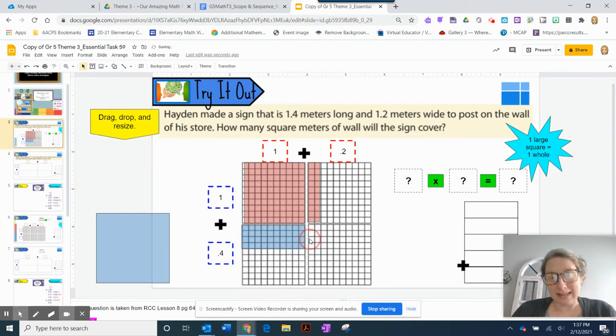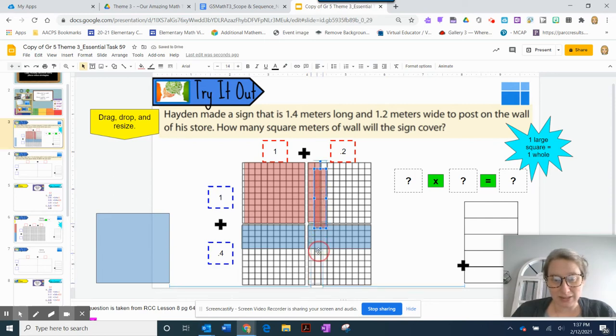And now, last but not least, I have 4/10 times 2/10. I can actually just take what I already made. I hit Control D, which duplicates. So I have my 4/10 of 2/10. I just hit Control D again to duplicate my 2/10. And I'm looking at where these two factors overlap. That's my product there.